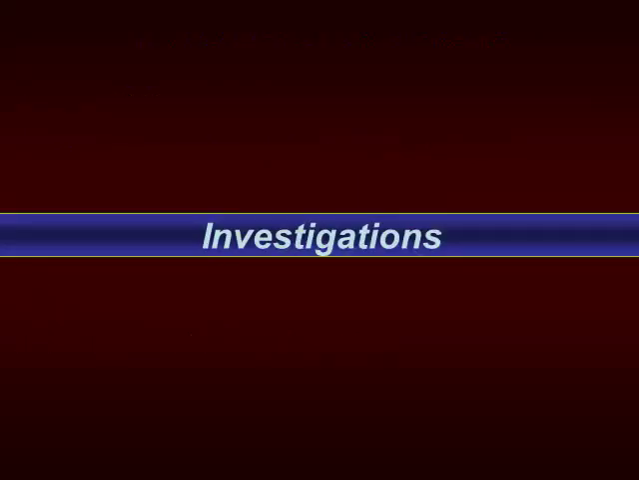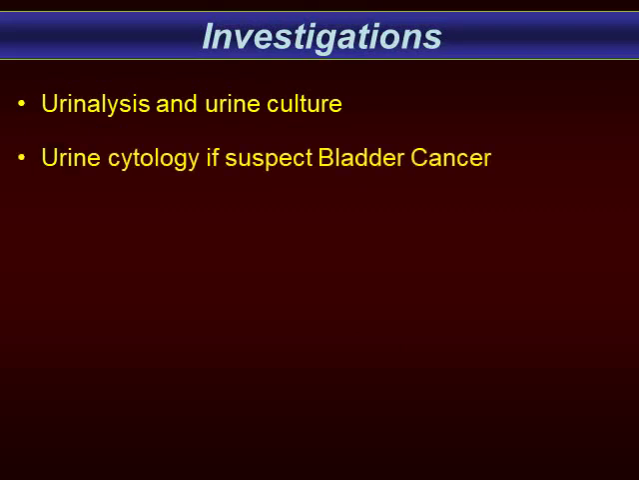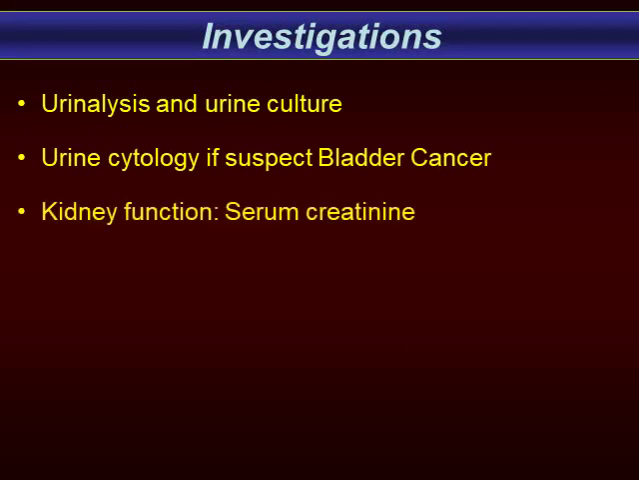So what would be the investigations required for a BPH patient? Of course, the first thing we start with is a urine analysis and urine culture to make sure there is no urinary tract infection. Do urine cytology if you suspect bladder cancer. Do kidney function, serum creatinine. This is essential, as we have mentioned before. Kidney dysfunction could be a complication of BPH, so you have to check kidney function.